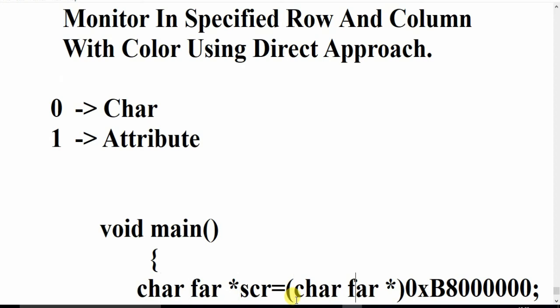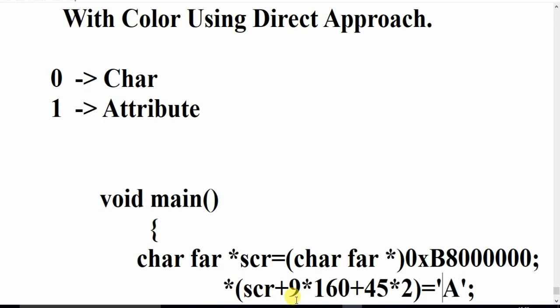Character pointer SCR is equivalent to character pointer 0xb860. Now pointer SCR plus 9 into 160. In this example, we are writing a character on the monitor at the 9th row of the 45th column. Right now, 0xb860 is the address of the 0th row of the 0th column. If you want to write this character on the 9th row of the 45th column, then we should be able to move the cursor there.